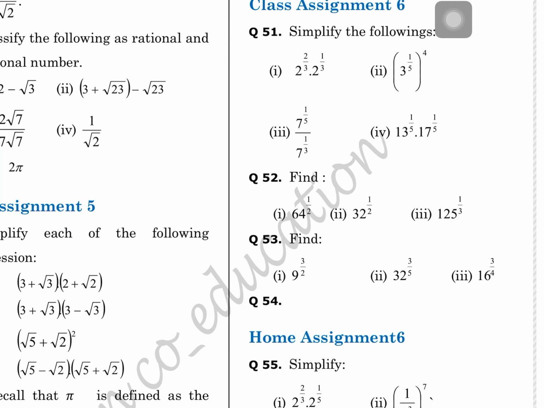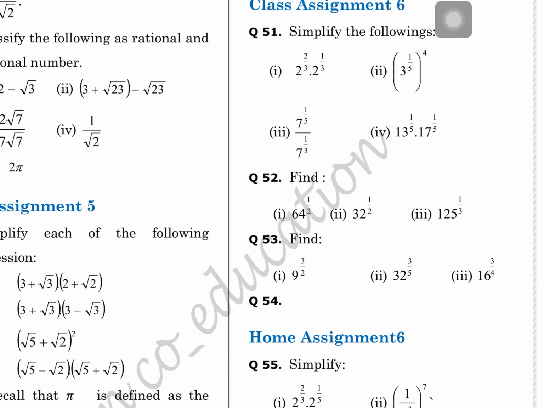In the third question, the powers are different but the base is the same, a division process, so the third law of indices you will use here. What is it saying? 13 to the power 1 by 5 and 17 to the power 1 by 5. The powers are the same but the bases are different, so the bases can be taken together.